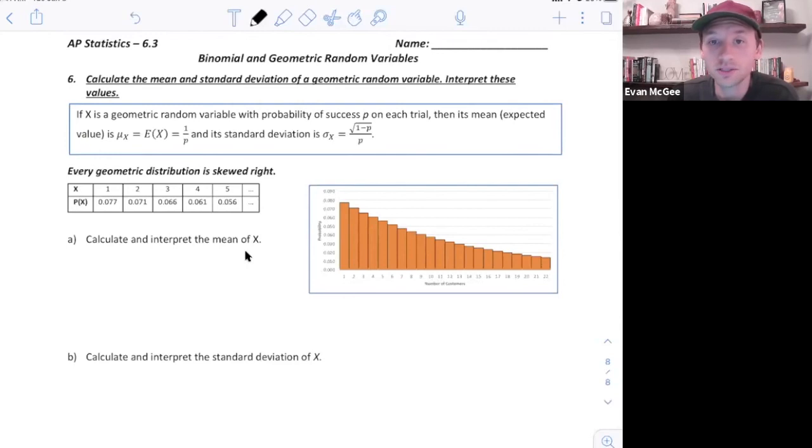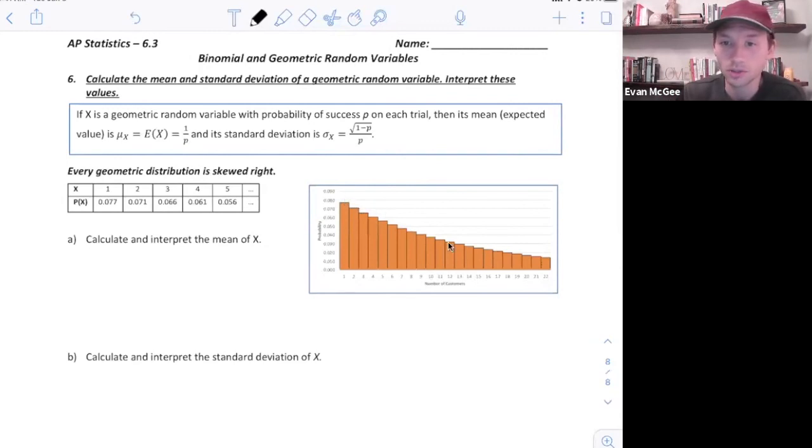Finally, let's calculate the mean and standard deviation of a geometric random variable. And this is pretty simple. The mean of a geometric random variable is 1 divided by p, and its standard deviation is the square root of 1 minus p, divided by p. Notice the square root is only in the numerator here. One thing to make a note about with geometric random variables is they are always skewed right. Binomial random variables can be many different shapes and sizes based on the number of trials and the probability of success. But geometric is always going to be skewed right.